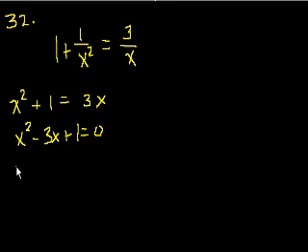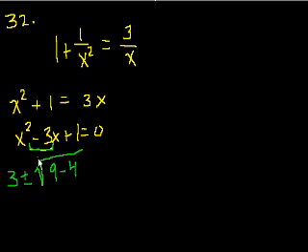So minus b, this is b, right? B is the negative 3, right? B is negative 3. So minus b is going to be plus 3, plus or minus the square root of b squared. Negative 3 squared is 9, minus 4 times a, which is 1, times c, which is 1. So it's minus 4. All of that over 2a. A is 1, so it's just over 2.